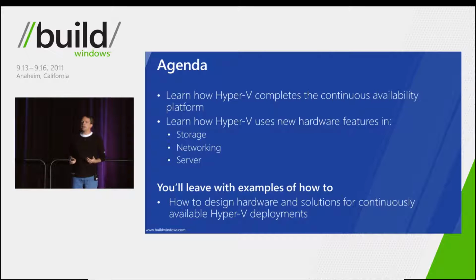And really we're going to talk about how software and hardware can best work together to deliver continuous availability for customers. So we're going to learn about how Hyper-V takes advantage of new features that can come from storage, from the networking stack, and from the server chipset itself. And you're going to leave with examples of how you could design hardware or design solutions that help customers achieve continuously available Hyper-V deployments.